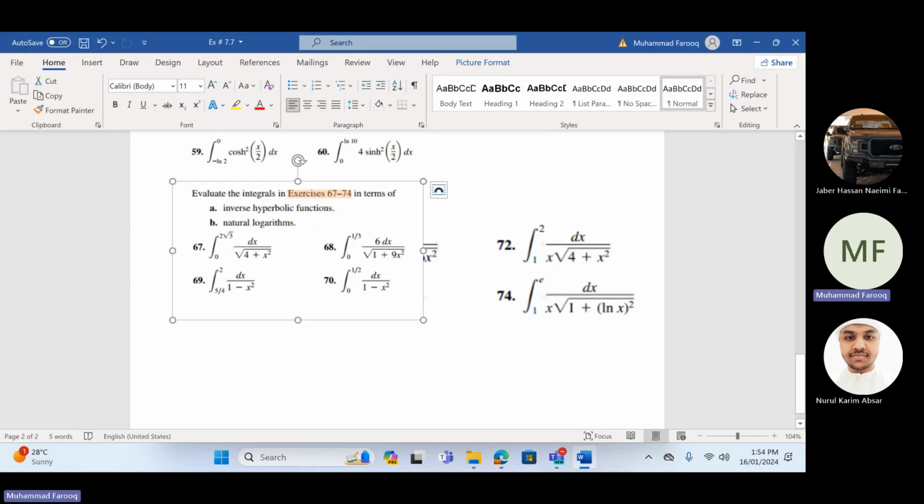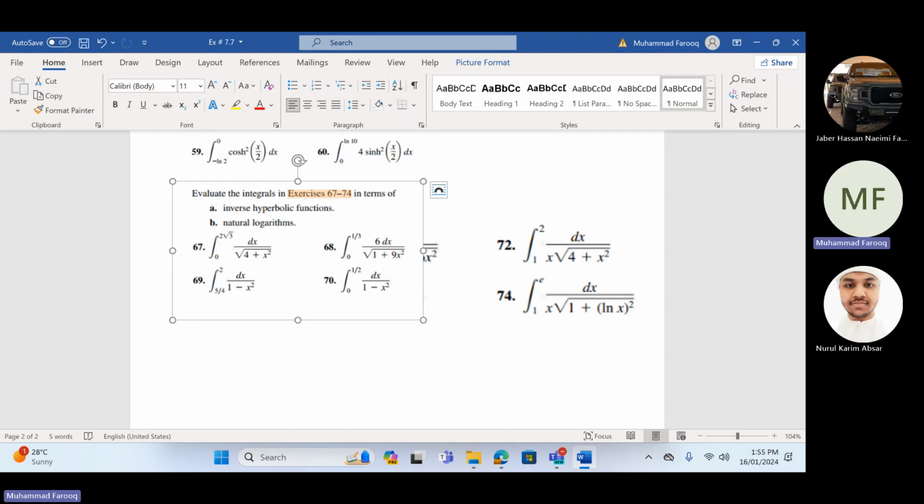See, the question says inverse hyperbolic function. They want the inverse hyperbolic function. They need two things, the inverse answer and the natural answer also. But we don't need the natural one, we only need the integration answer with the inverse hyperbolic. That's it. Let's take one more question, please.